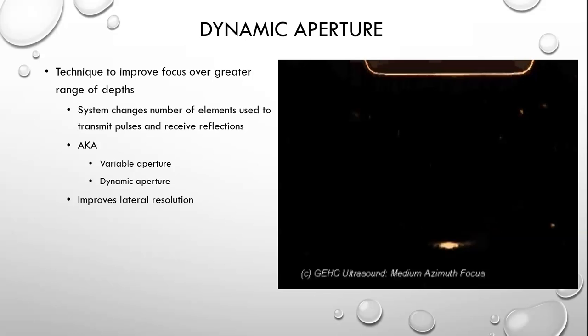A dynamic aperture is a technique used to improve the focus over a greater range of depths. And in this case, the system will utilize multiple elements to transmit pulses and receive reflections. So this is known as a variable aperture or dynamic aperture, and it improves lateral resolution. And that's essentially all you need to know about dynamic aperture.